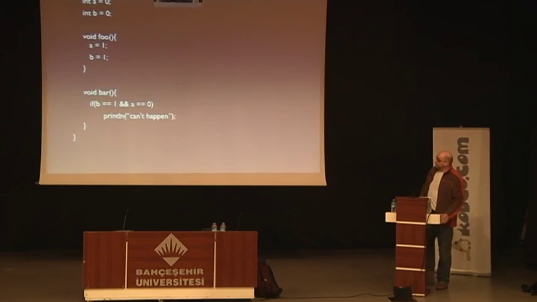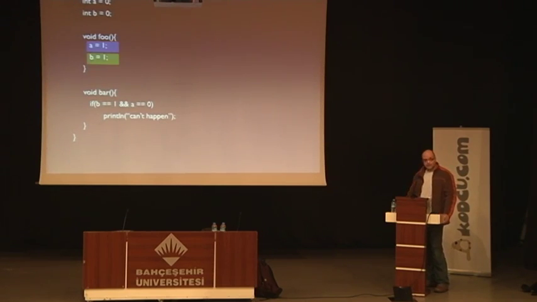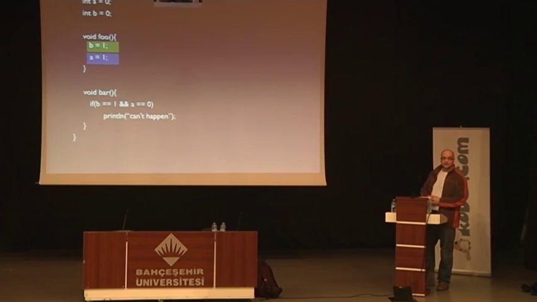So let's get back to the first example. In this example, you see the A and B. A and B do not have a relation together. They are independent operations. So what could happen is the compiler or CPU could say, well, I'm going to do this. So now the instructions have been reordered. And because of this, it can now happen that "can't happen" is going to be printed.